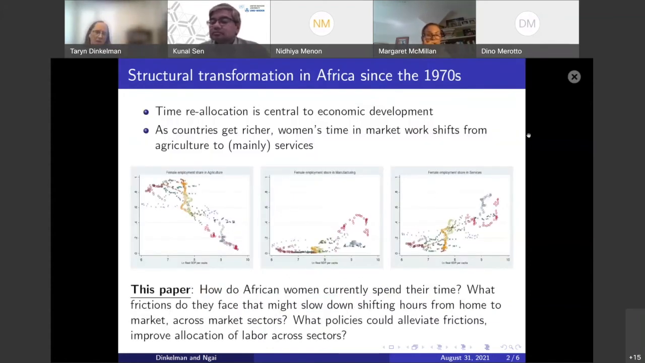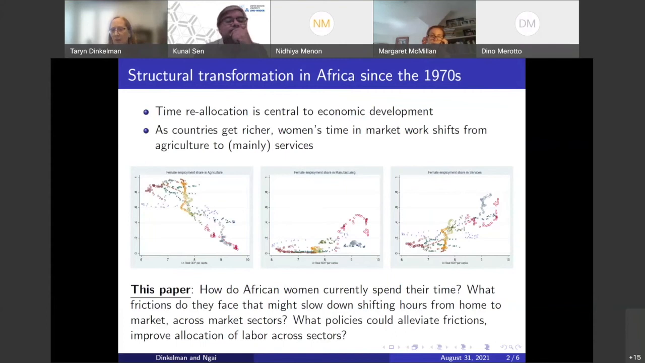The starting point, or the jumping-off point for our paper, which is part descriptive evidence and part review of recent papers in development, is that time reallocation is really central to the process of economic development. As economies develop and go through structural transformation, we know that workers shift their time across sectors, and they shift their time from home towards market. We know a lot about how this process of time reallocation works, within rich countries in particular.